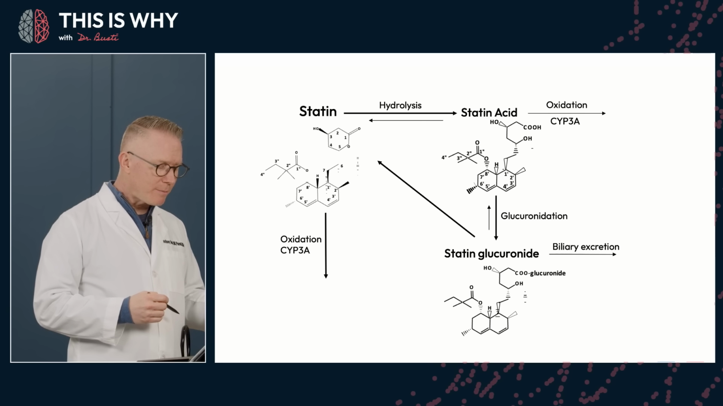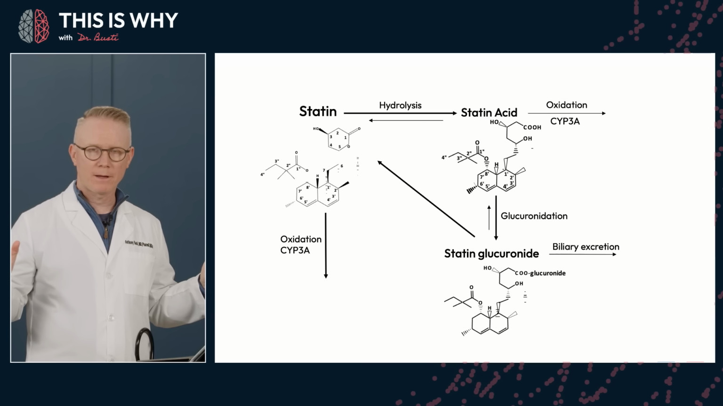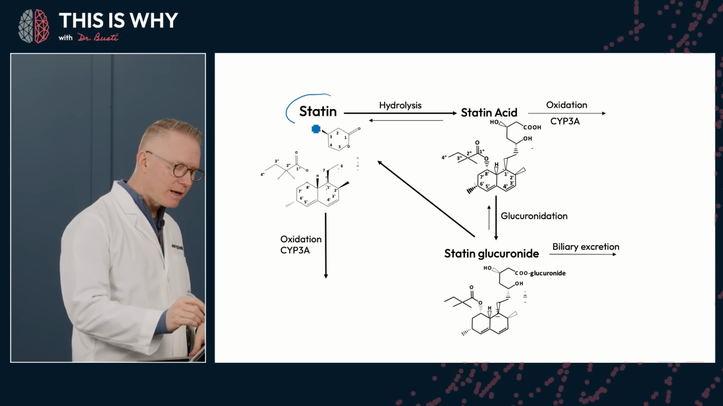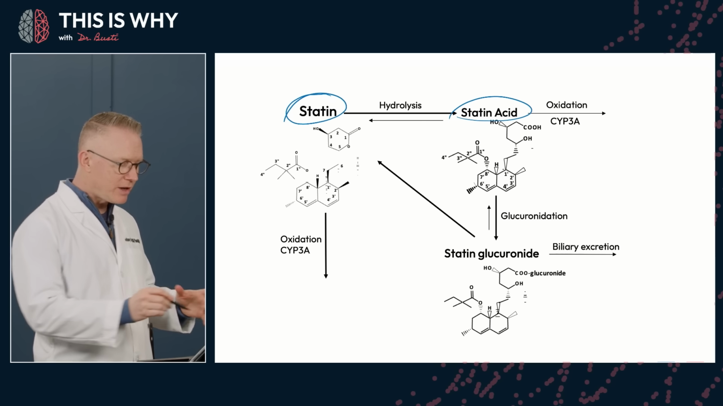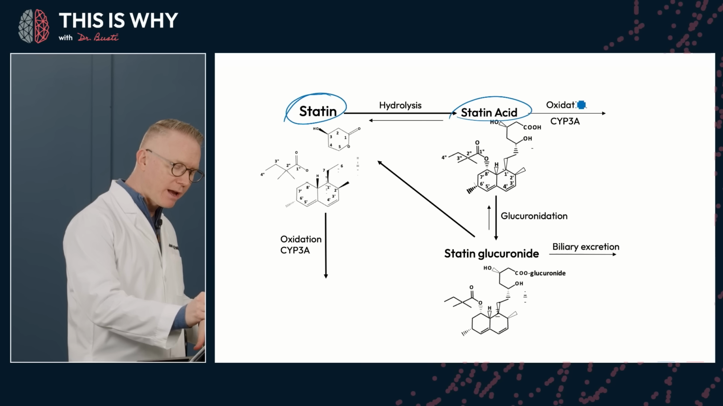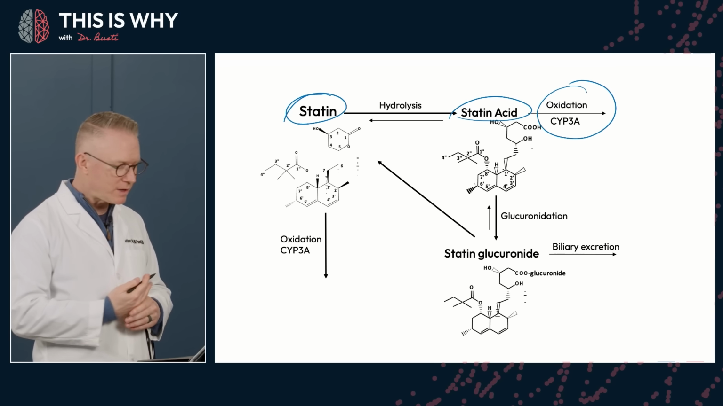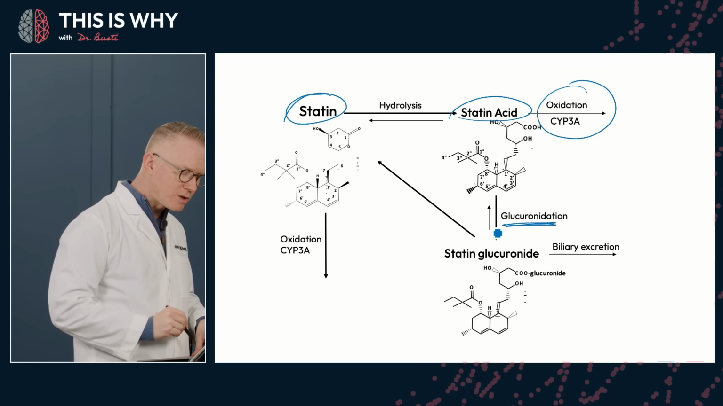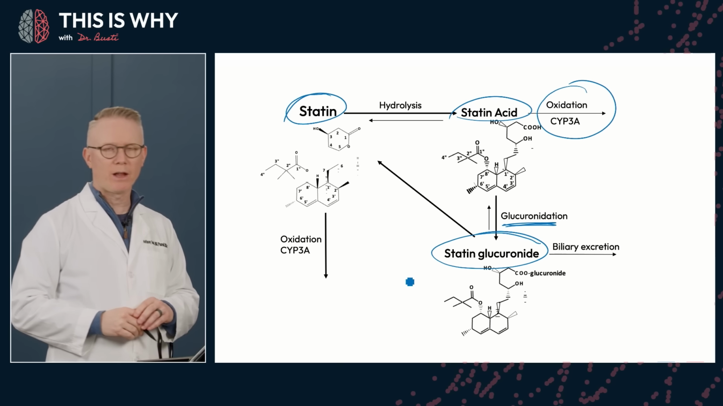So here's the pathway of statin metabolism generically. Statin up here goes through hydrolysis to form a statin acid, and then it goes through the phase 1 pathway, oxidative reductive, typically through a cytochrome P450 enzyme. But you see right here, there's a glucuronidation pathway. So statin glucuronides are very relevant.